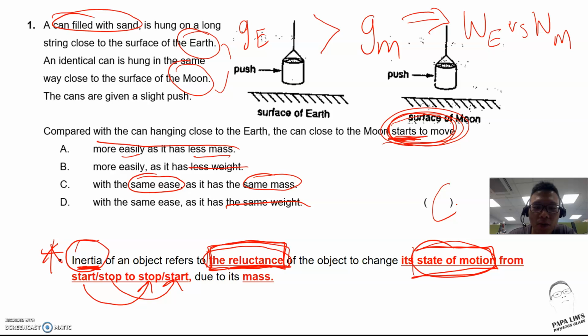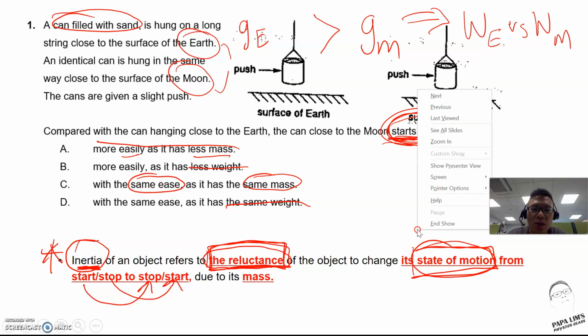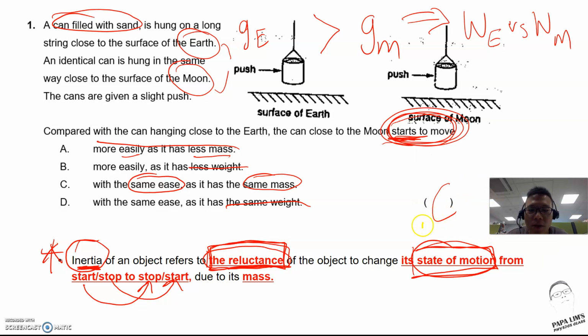Okay, so here please take note of what we mean by inertia. It's a very small topic in O level. Okay, but please take note of certain keywords. Okay, when we talk about reluctancy, we talk about the state of change of motion, and particularly what motion we are talking about. Okay, so please take note of this. And of course, all this actually arises because of the mass.